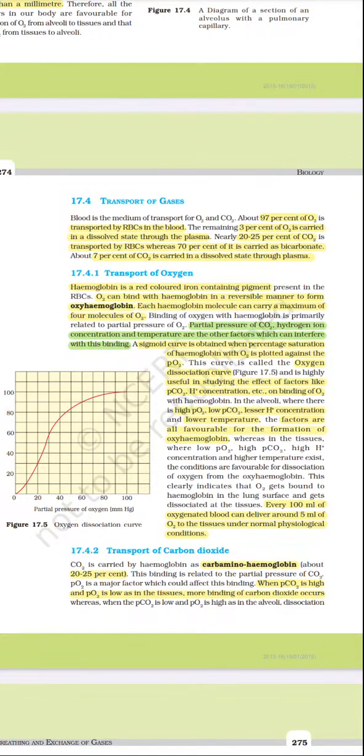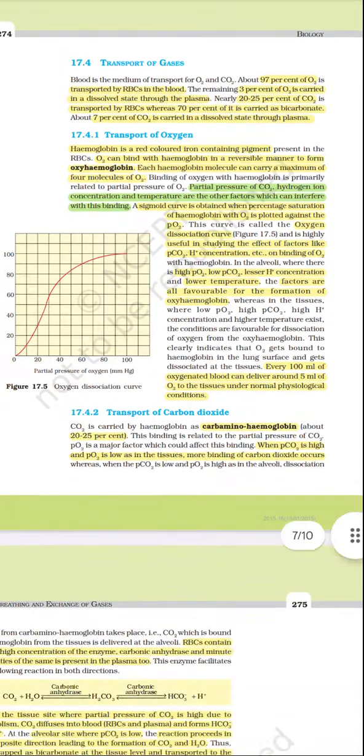About 97% of oxygen is transported by RBC in the blood. The remaining 3% of O2 is carried in a dissolved state through the plasma. Nearly 20 to 25 percent of carbon dioxide is transported by the RBC, where 70 percent of it is carried as bicarbonate, and 7 percent of carbon dioxide is carried in a dissolved state through plasma.